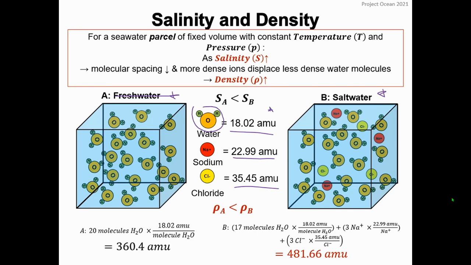Now remember, there's two effects of salinity on density. It's not just the added mass because of more dense ions displacing less dense water molecules. It's also when you add these dissolved ions, it changes molecular spacing. If you look at parcel A and you start to look at the open spaces, what you start to find is in parcel B, there's fewer open spaces. In other words, the molecules are more tightly packed. So those two effects together tells us that as salinity increases in a water parcel, density increases.